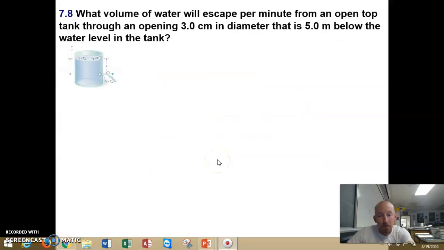Okay, so here's a problem that puts it all together. Let's take a little look. Can you solve this? Look at the picture. What kind of problem do you think this is? If you read the problem, they're asking, what volume of water will escape per minute? A volume per minute. What is that? That's flow rate. But this looks like a Torricelli's problem. So what it does, it puts it all together. So I want you to give it a shot. It is Bernoulli and flow rate. Can you try it?